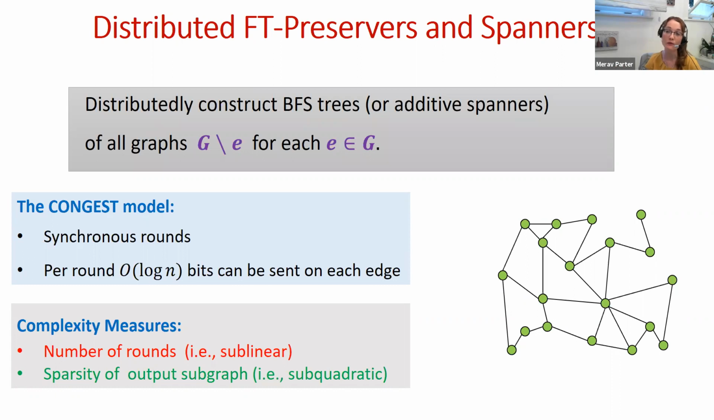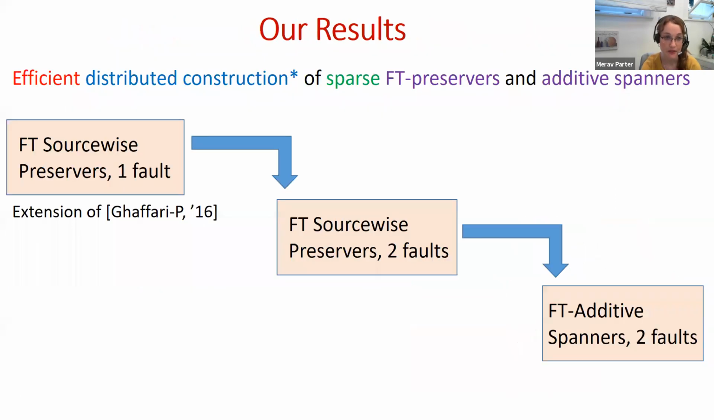Or if we allow to collect the entire graph, we can just apply the centralized construction and compute very sparse fault-tolerant preservers. Our goal is to have an efficient algorithm, and efficient, roughly speaking, means sublinear, and an algorithm whose output is going to be sparse. And by sparse, I mean subquadratic. That would be our range of interest. Okay. So our results can be summarized as follows.